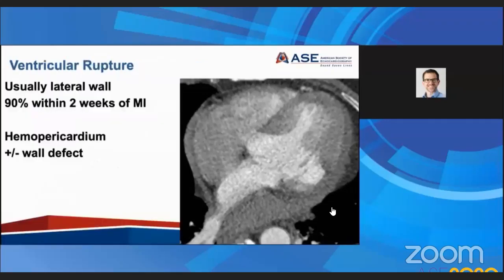Next. So as was mentioned, ventricular rupture is something we see on occasion. It's often on CT when these patients present to the emergency department, usually within the first couple of weeks, and it often involves the lateral wall. Internal rupture may result in a ventricular septal defect, as has been discussed, and as I will show you another case of it.